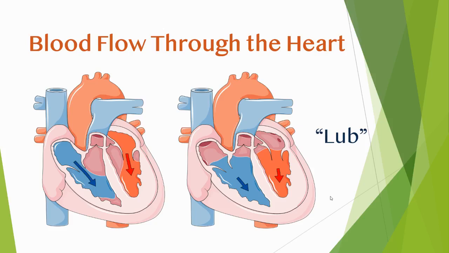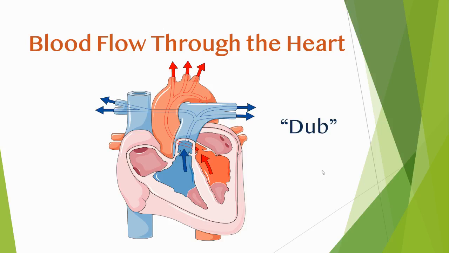As the atria contract, it pushes all of the rest of the blood that is still in the atria down through those valves into the ventricles. On the right side, that's through the tricuspid valve, and on the left side of the heart, through the mitral valve. And again, that's the lub sound of the heartbeat. Then, following your atrial contraction, the ventricles contract with a much greater force than the atria. This is that dub sound, the second sound of your heartbeat.